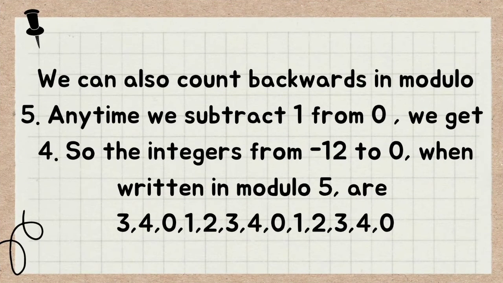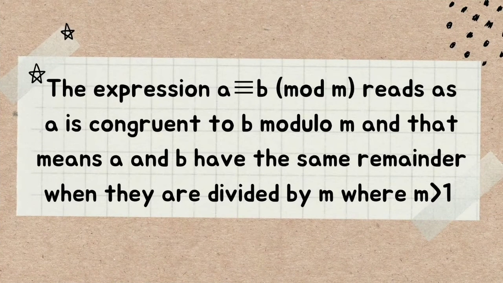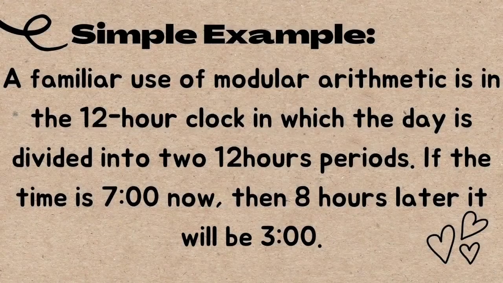We can also count backwards in modulo 5. Any time we subtract 1 from 0, we get 4. So the integers from negative 12 to 0 when written in modulo 5 are 3, 4, 0, 1, 2, 3, 4, 0, 1, 2, 3, 4, 0. The expression a congruent to b mod m reads as a is congruent to b modulo m. That means a and b have the same remainder when they are divided by m, where m is greater than 1. This is a simple example.